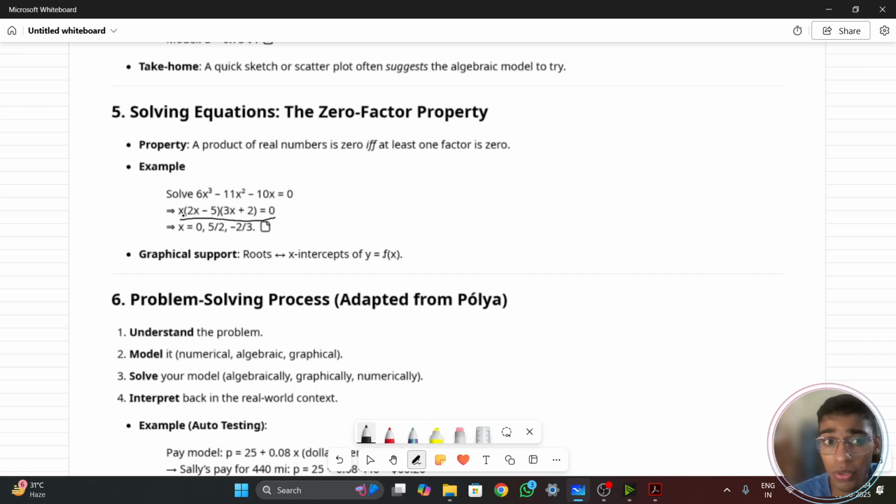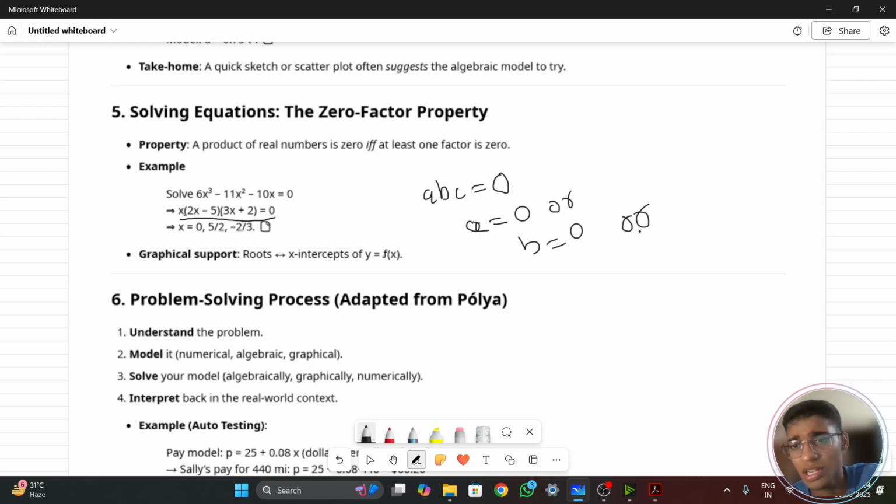Now, three things we need to compare to zero, because x is multiplied by 2x minus 5 and 3x plus 2. We already know that if a into b into c is equal to 0, then either a is 0, or b is 0, or c is 0. So these three things are possible, and that is why we equate each of them to 0. So x equals 0, or 2x minus 5 equals 0, or 3x plus 2 equals 0. So we get these three answers.